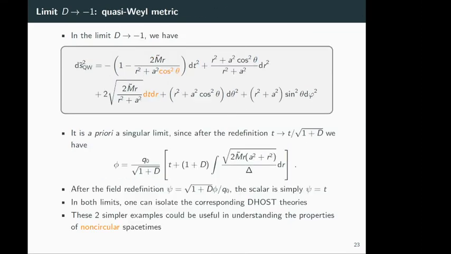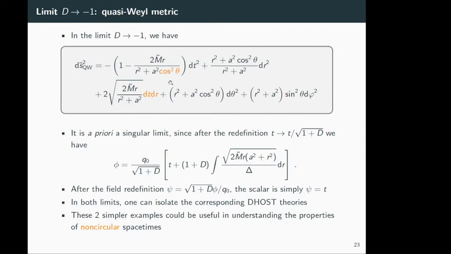And another one we constructed is what we call the quasi-Weyl metric in the other limit, d goes to -1. And this is also strange because it doesn't include a dt d phi term. So basically from infinity, it looks like a non-rotating black hole. But once you zoom in, you actually end up with these non-circular properties again.